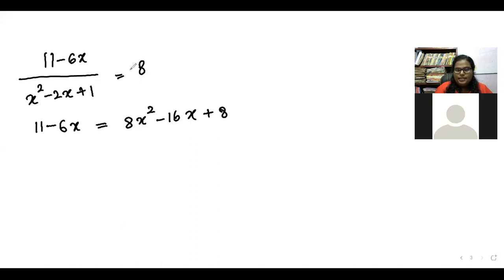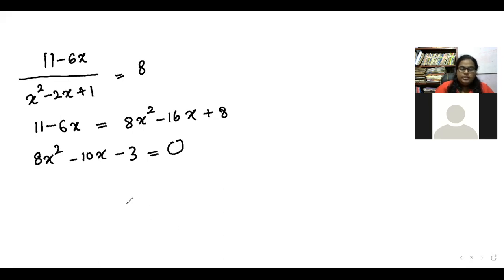We multiply this expression x squared minus 2x plus 1 by 8, and we can write it like this. After that, you have to rearrange this as the standard form of a quadratic equation. So we can write this as 8x squared. Take this minus 6x as a plus 6x on this side, so it becomes minus 10x. And this 11 can also be taken to this side as a minus 11. So 8 minus 11 becomes minus 3 equals 0.